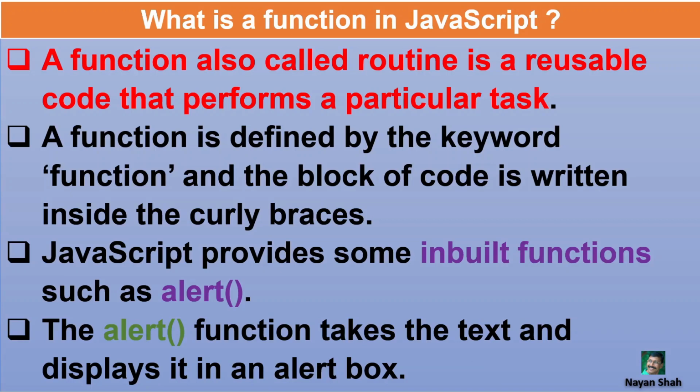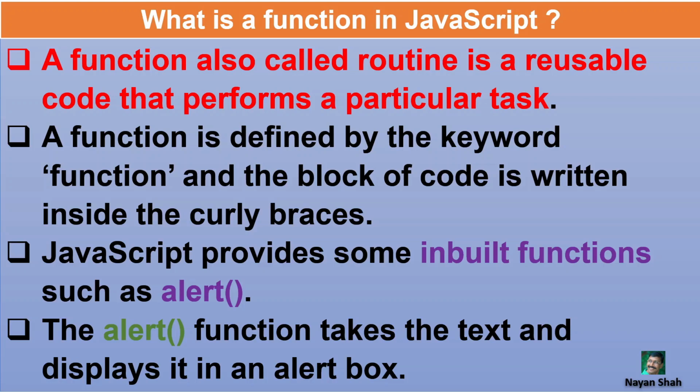What is a function in JavaScript? A function, which is also known as a routine, or even a method, is a reusable code that performs a particular task. So we write a function, or a method, or a routine which performs a certain task and which can be reused again and again whenever it is required.